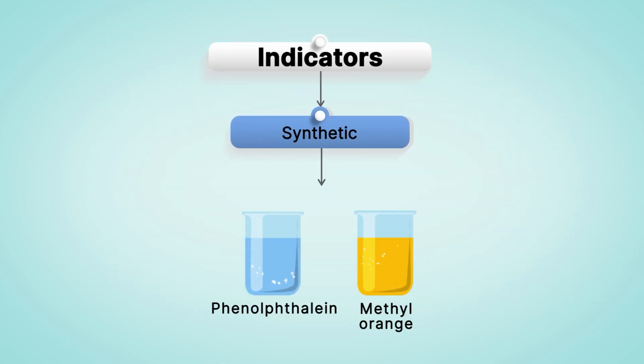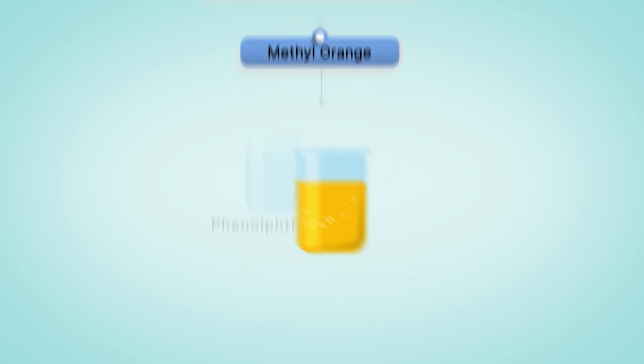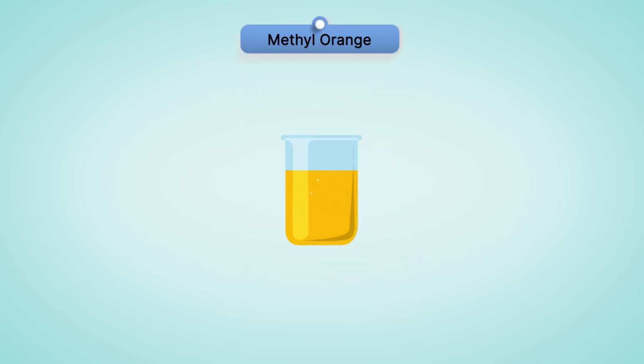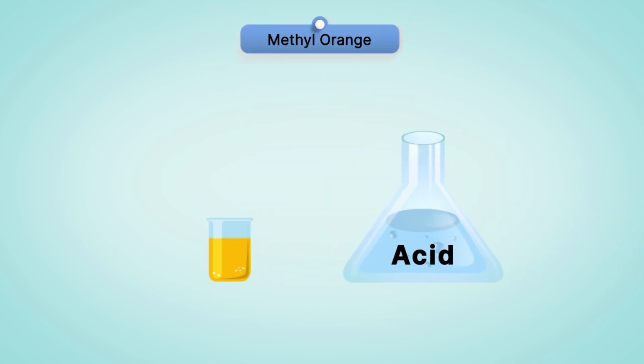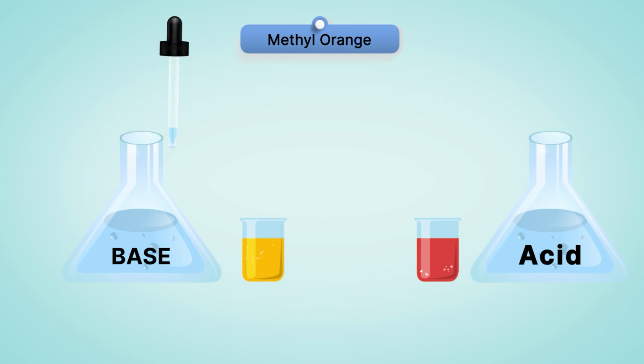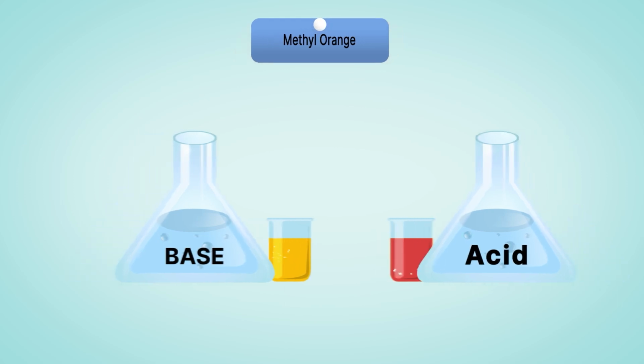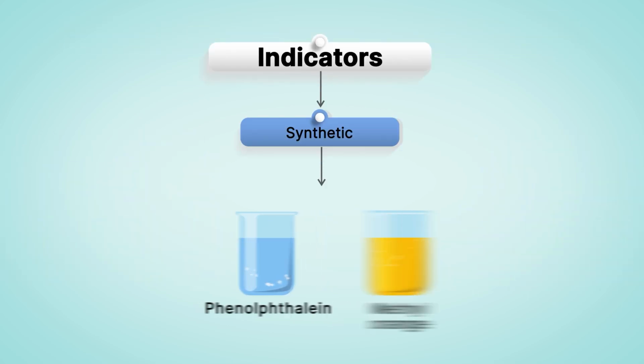Let's look at the synthetic substances now. The first example we are going to discuss is methyl orange. The color change of this indicator depends upon the acidity of the solution. In acidic medium, it shows red color. If we add base to it, it would first change to orange and then gradually it would turn yellow in basic medium. Now tell me, have you ever heard about phenolphthalein?